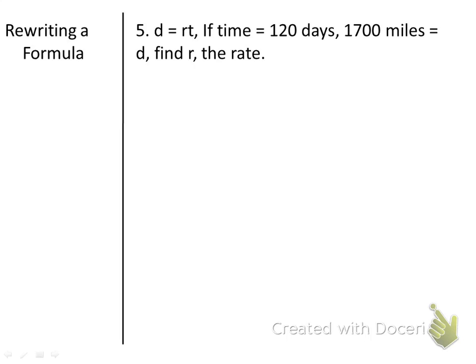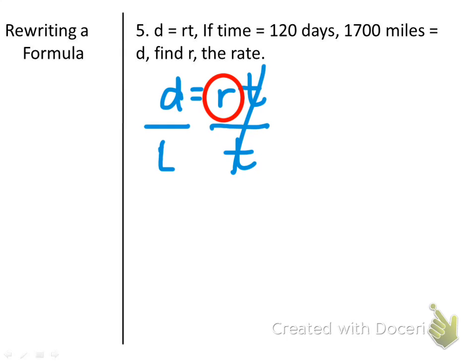Okay, now we're going to rewrite the formula. D equals R times T if T equals 120 days and D equals 1,700 miles. We're going to find the rate, so we need to solve for the rate. So D equals R times T. To get R all by itself, we have to get rid of the T on the right side and divide the T on the left side. So now I have my rewritten formula as D divided by T equals R.